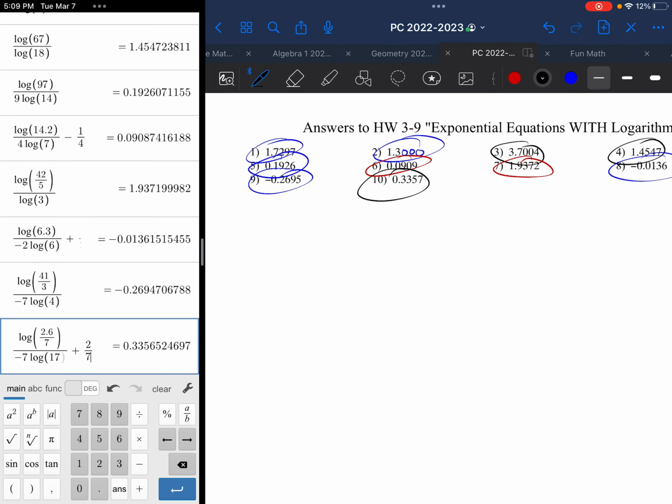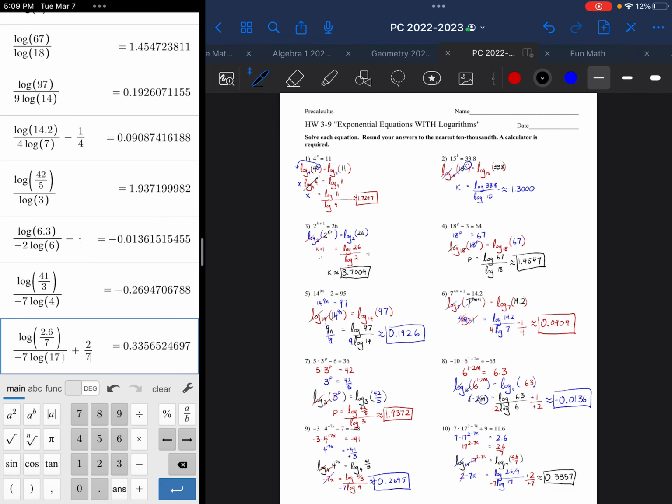Whatever. It happens that I'm good at math. I might have done this a few times. Anyway, there's the entire homework, 3-9 for Precalculus.